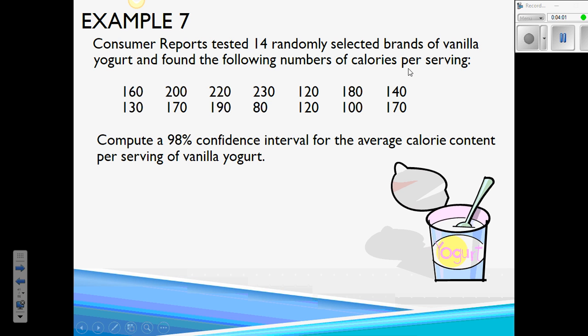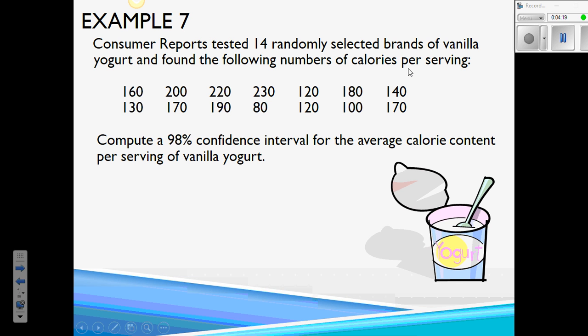Okay, so what we're going to do here is this time, do you see how they gave us all the data points? But there's only 14 of them, correct? So something in the back of your mind is, if I'm going to construct a confidence interval, and I only have 14 data points, I can't really assume that the population is normal because it's not stated, correct?